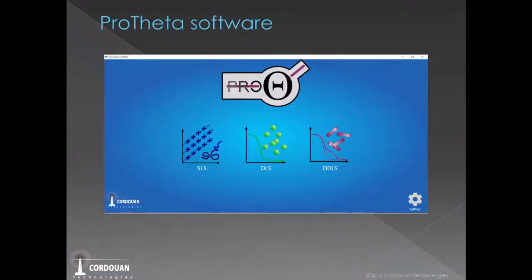When you are in the software, you have the choice to decide: do you want to do SLS, which is static light scattering, for molecular weight measurement and all these kinds of things. You can do traditional DLS, measuring the size of nanoparticles, and you can do D-DLS in order to measure length and width of anisotropic nanoparticles. If you choose D-DLS, what is going to happen?